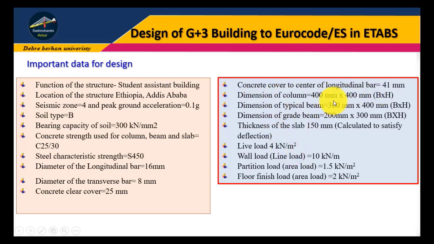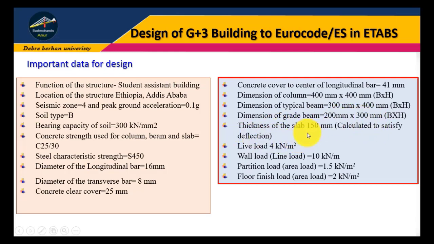Therefore, dimension of the column is 400 by 400. እነዚህ ፕሪሊሚናሪ ዳይመንሽን ናቸው. According to our design, ይሄ መቀነስ እንችላለን, we can increase or decrease the size. Okay, dimension of the typical beam, which means floor beam ላይ ያለው ማለት ነው, 300 by 400. Dimension of the grid beam, 200 by 300, which means 200 width, 300 depth.